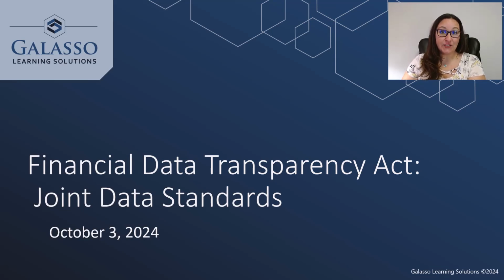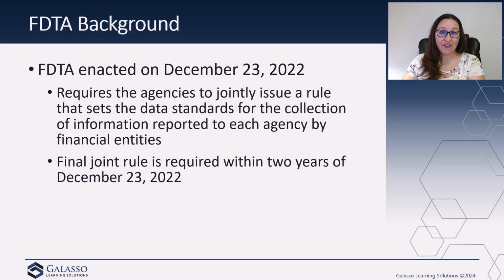On this week's Genuine Learning blog, we will be discussing the Federal Data Transparency Act and the Joint Data Standards that were issued on August 22nd, 2024. The FDTA was enacted on December 23rd, 2022. It requires that the joint agencies issue a rule that sets the data standards. These standards will cover the collection of information that is received by each of the agencies.